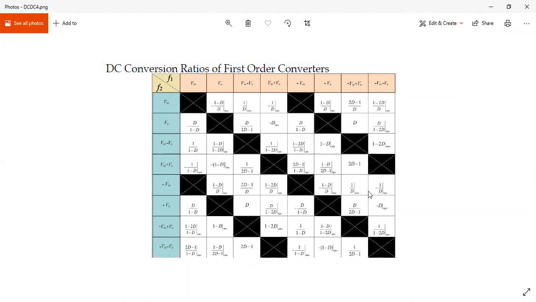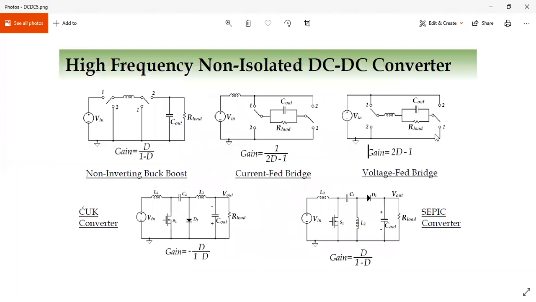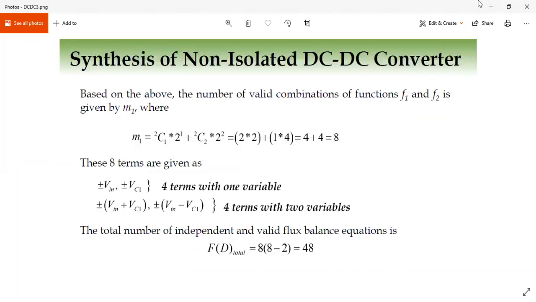Anyway, I'm not going into details of this because this part is not there in your syllabus. But you should know this if you go for higher study in power electronics, you may need this. So this is all about our non-isolated DC-DC converters. These are all called non-isolated DC-DC converters because we don't have any isolation. Clear? If we have isolation, then it is called the isolated DC-DC converter.